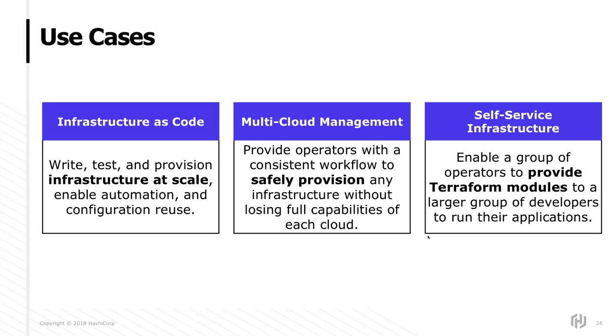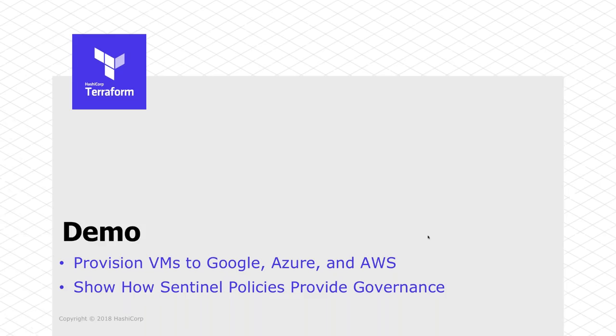Then we have multi-cloud management as a second use case, providing operators with a consistent workflow to safely provision any infrastructure without losing the full capabilities of each cloud. So again, this gets back to the heterogeneity challenge that I mentioned earlier. And then self-service infrastructure, allowing operators to provide Terraform modules to a larger group of developers, who can then run their applications and provision the things they need with Terraform using those modules. Those modules will be written in a way to conform to the Sentinel policies.